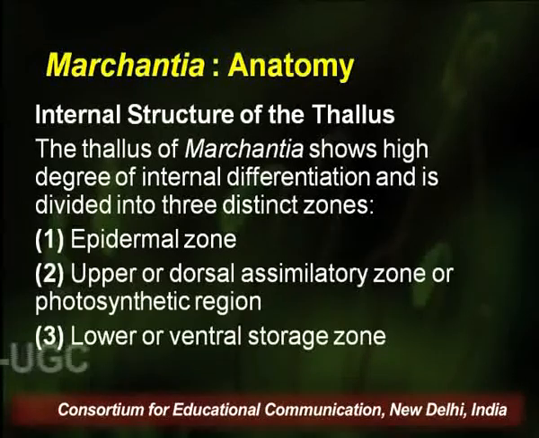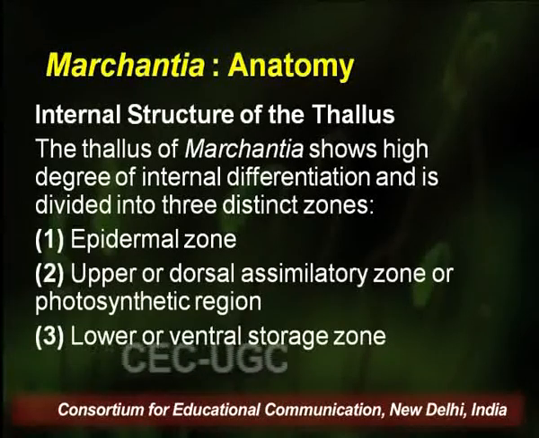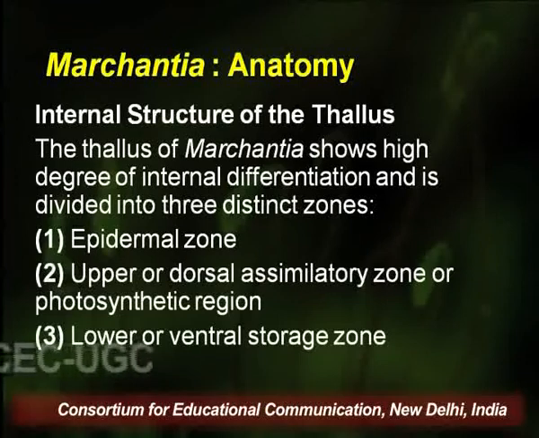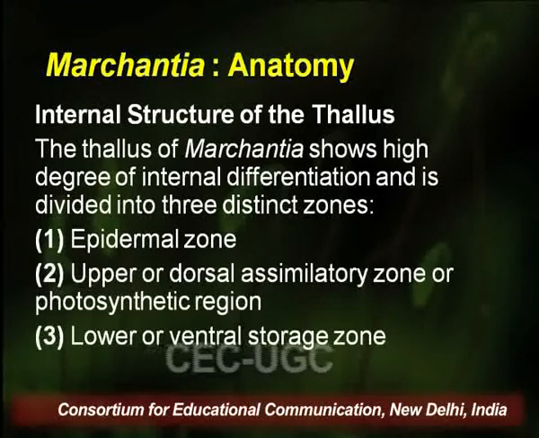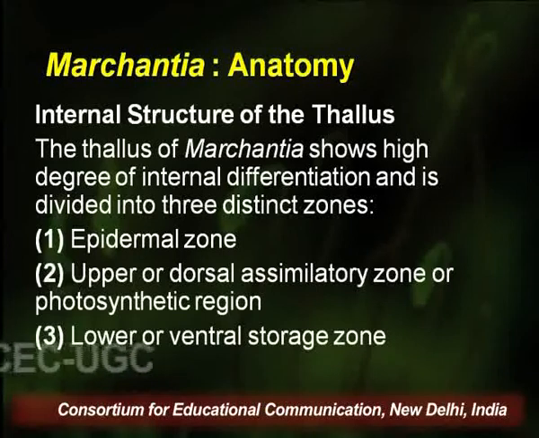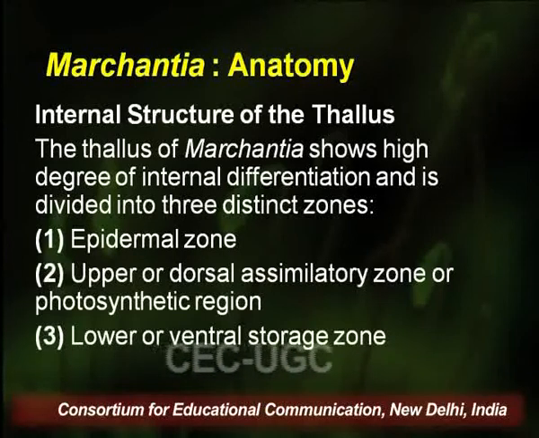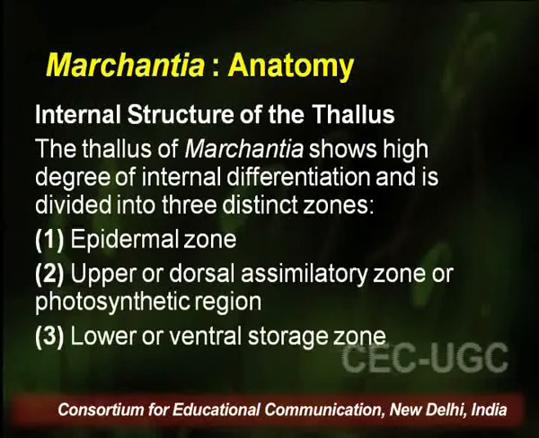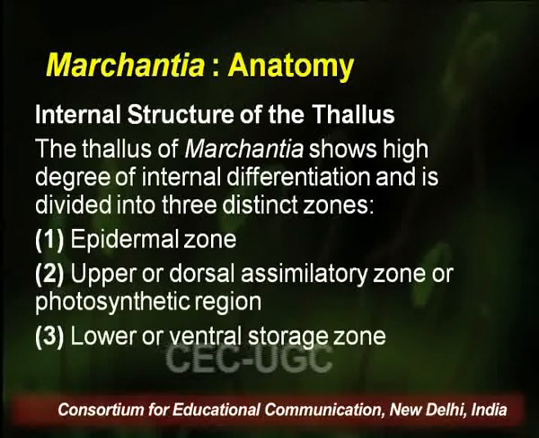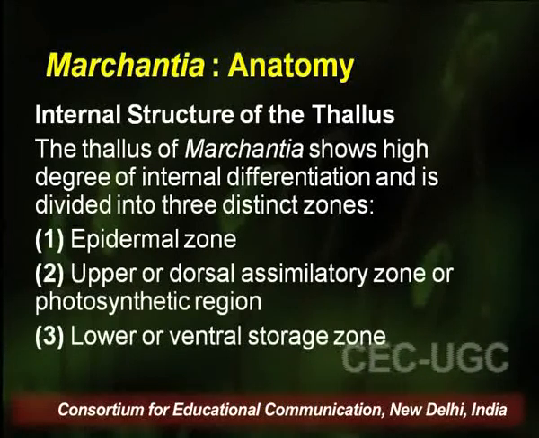As far as the anatomy of Marchantia is concerned, let us discuss how it looks from within. The internal structure of the thallus of Marchantia shows a high degree of internal differentiation and is divided into three distinct zones: the epidermal zone, the upper or dorsal assimilatory zone or photosynthetic region, and the third, the lower or ventral storage zone.